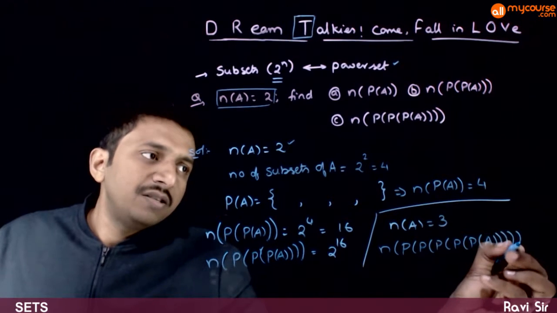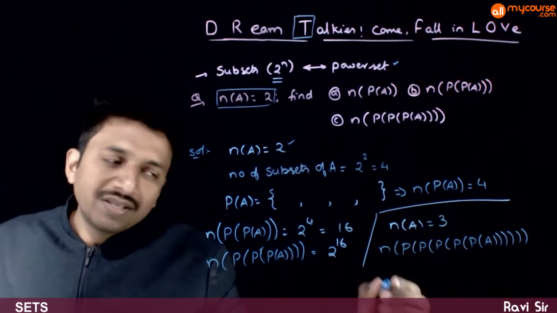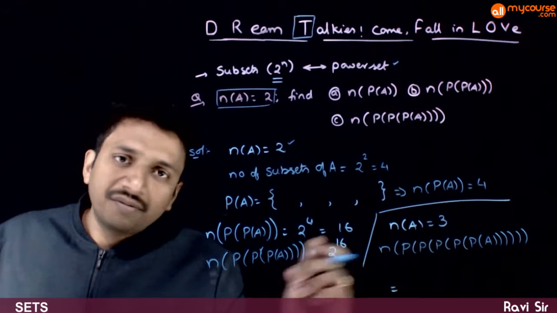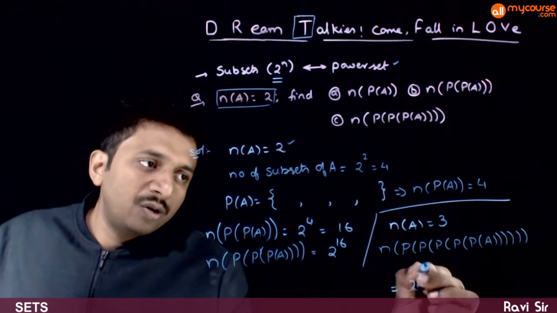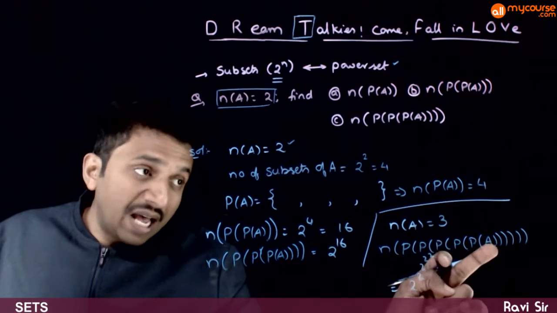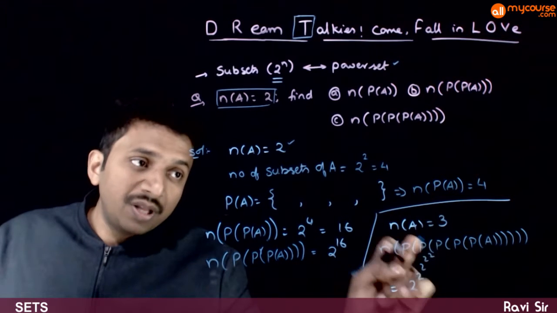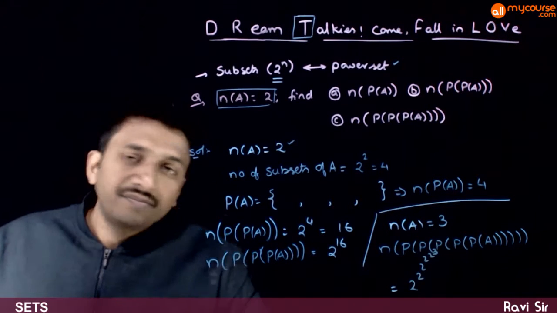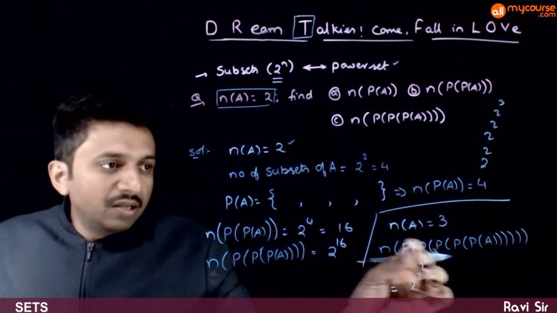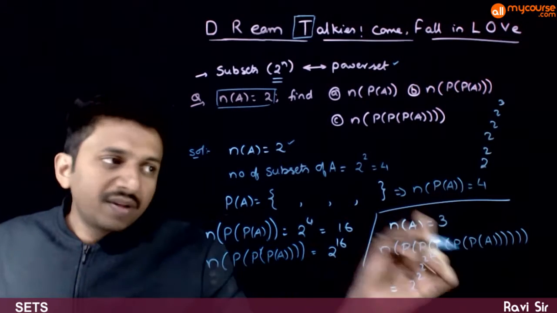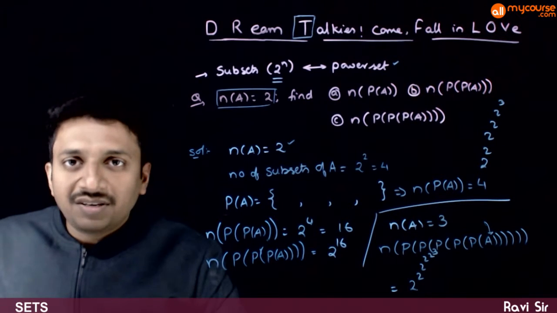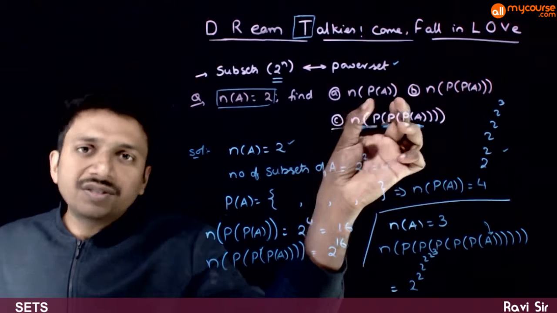P of P of P of A? You should not get confused by this. This is a very simple question. The answer is, you count the number of P's that you have. You have 5 P's. So you have to write 2 power 2 power 2 power 2 power 2 power, you have to write 5 2's. And at last you have an A also. For the last two, the power has to be the number of elements in A. So the answer is 2 power 2 power 2 power 2 power 2 power 3. For each P you have to write a 2, and for A at the last you have to write the number of elements in A. So this is how you solve questions of this form.